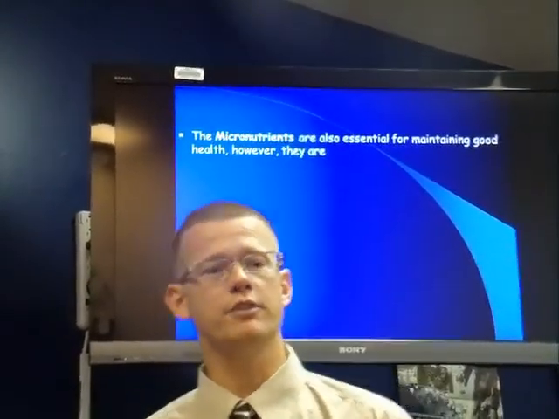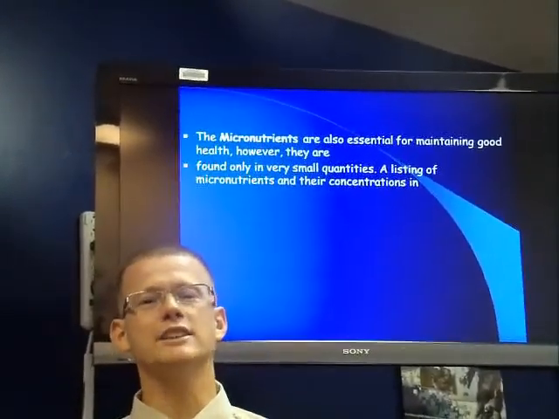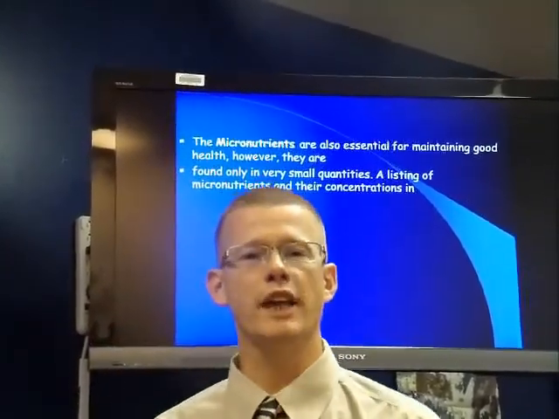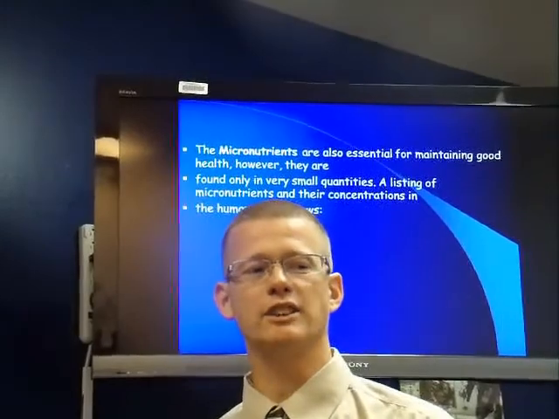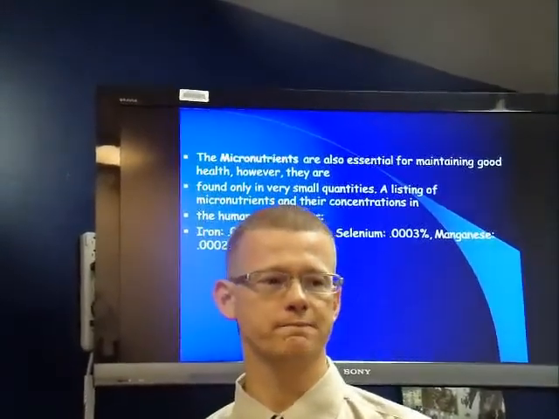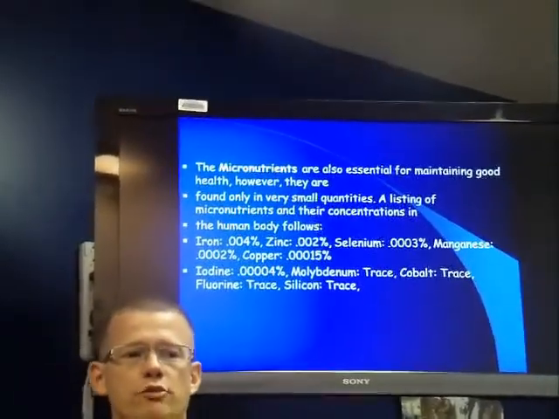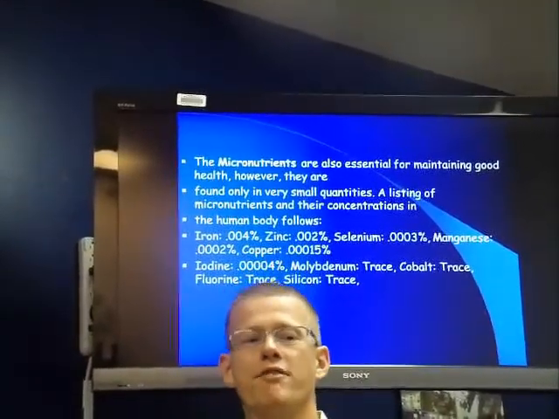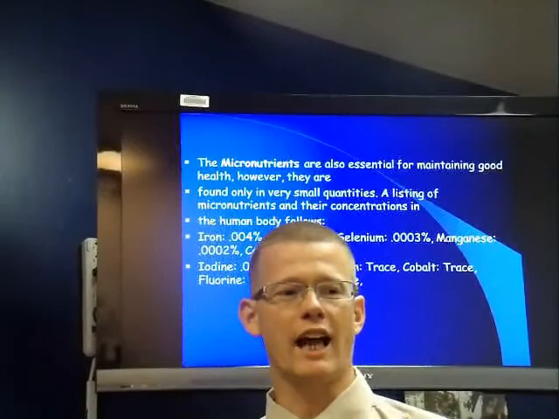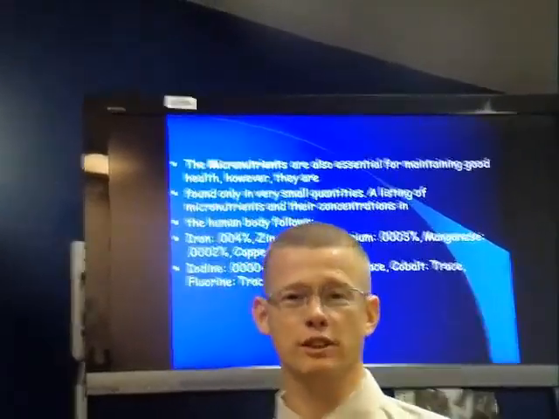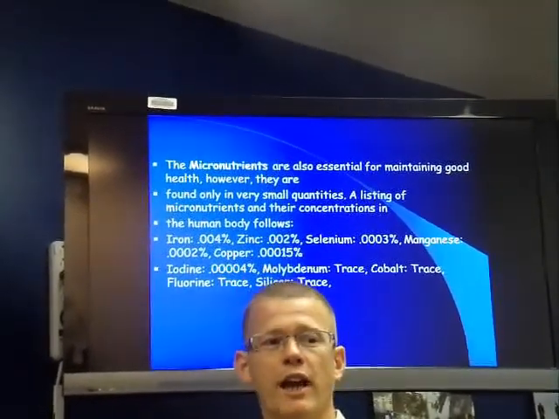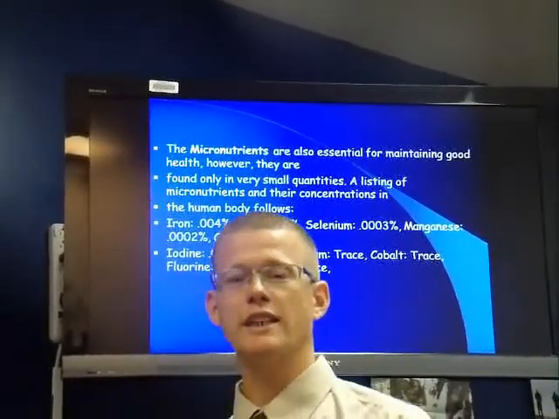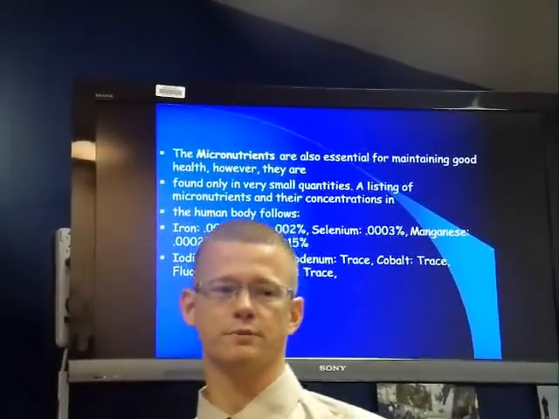Now, interestingly enough, these elements come in surprisingly small quantities. We're going to take a look at a few examples right now on just how minute these quantities are. Iron comes in at 0.004%, copper an amazingly low 0.00015%, and of course iodine is 0.00004%, and we have some elements like fluorine and silicon that come in trace amounts, so barely detectable.